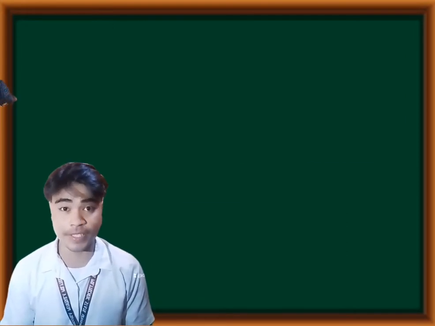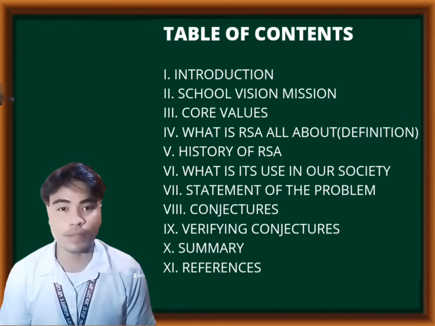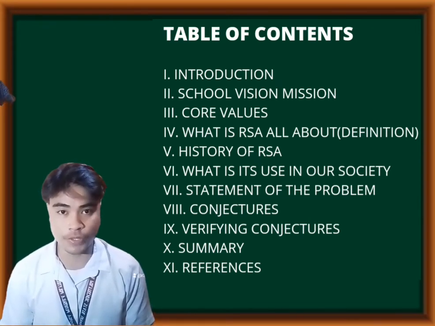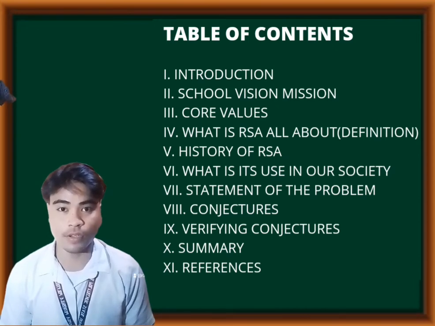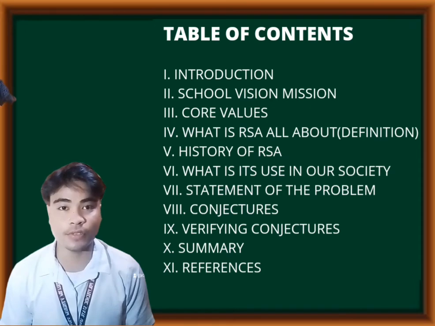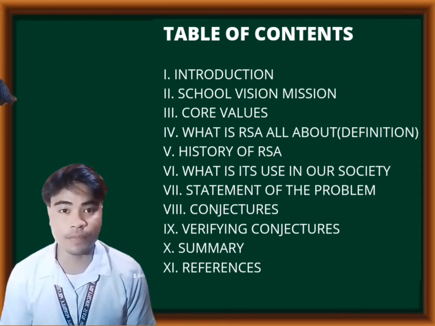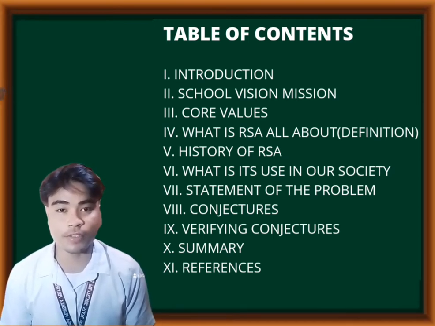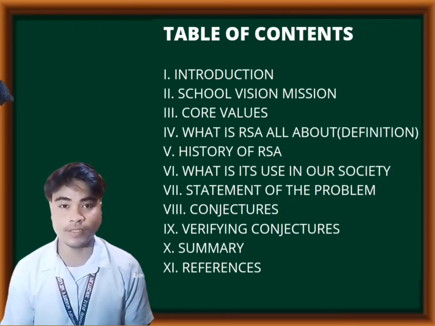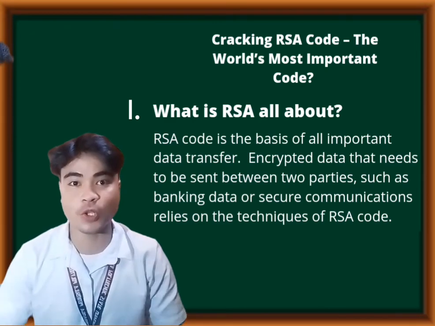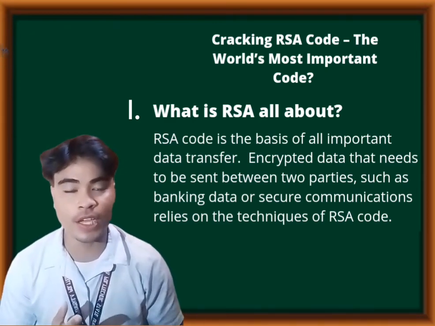So here are the desired outcomes: table of contents, introduction, vision and mission, core values, what is RSA code all about and its definition, history of RSA code, what is the use in our society, statements of the problem, conjectures, verifying conjectures, summary, and last but not the least, the references. So, cracking RSA code in the world of most important code.